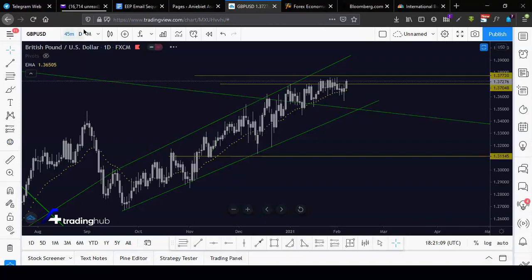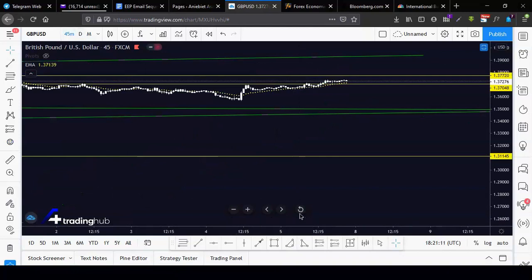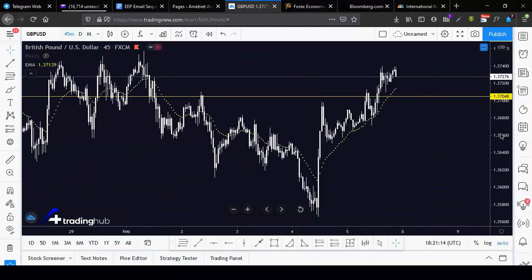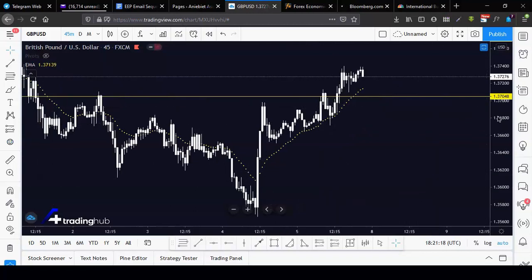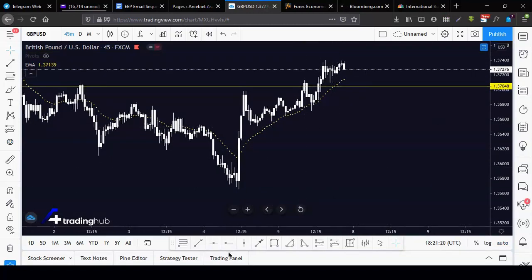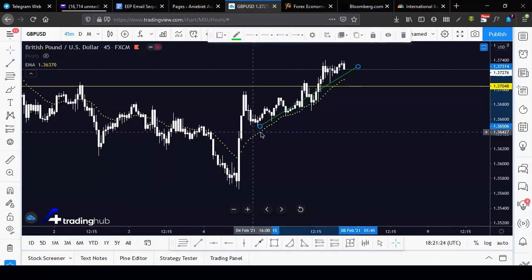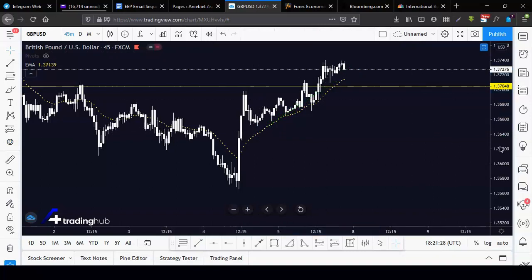But my main bias now, I want to see this sell. So here already, this is more like a correction. All you need to do is wait for this to break down. Let me use this to plot it out. So wait for this to break down.